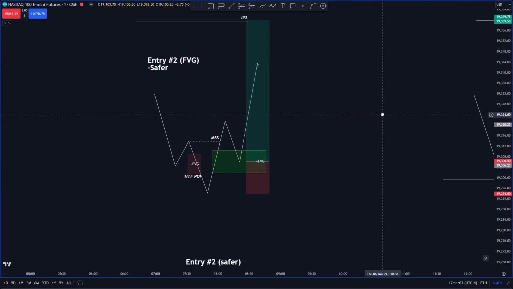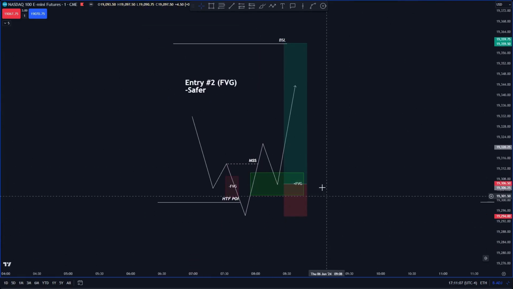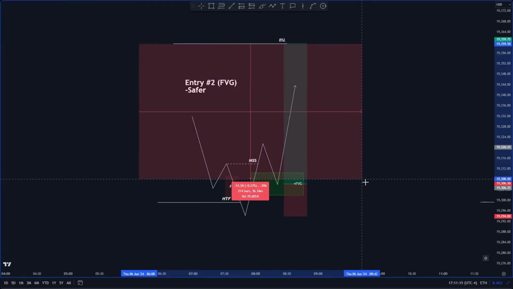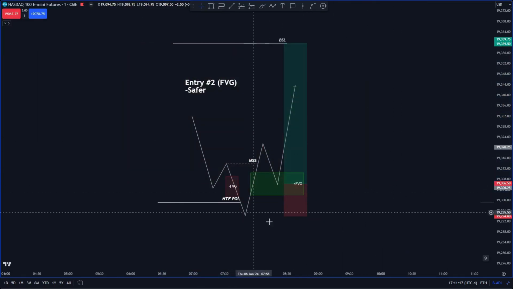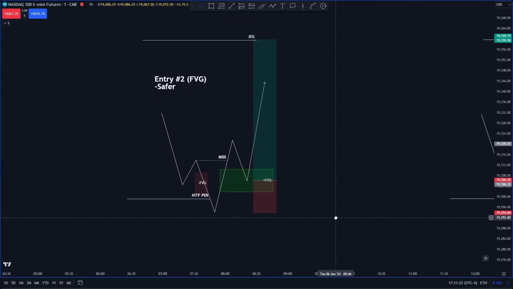Obviously this won't work all the time, like any strategy, right? There's no 100% win rate strategy, but for the most part, you do see a pretty good win rate and pretty nice returns if you catch the bottom of the move.